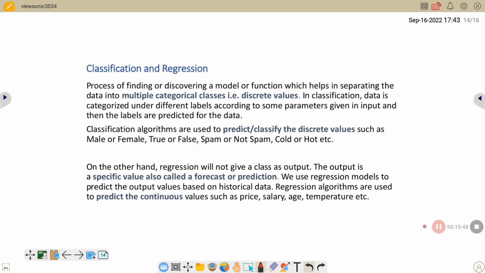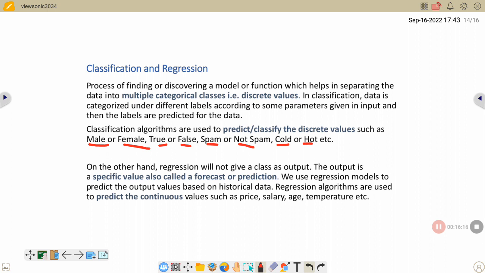For classification algorithms, we have wide examples, like whether the gender is male or female. These are two discrete outputs. One category is male, another is female. Then we have true or false. We also have spam or not spam in email detection. Then we can have temperature as hot or cold, right? So we have discrete classes, discrete categories, coming as output. That is called classification.